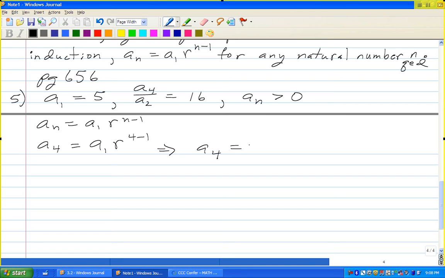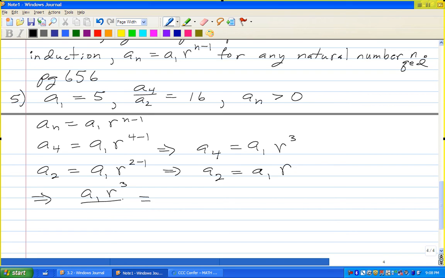So a sub 4 is a sub 1 r cubed. A sub 2 is a sub 1 r to the 2 minus 1, and so a sub 2 is a1 r. And so I have that the ratio of a sub 4, which is a sub 1 r cubed, to a sub 2, which is a1 r, should equal 16.